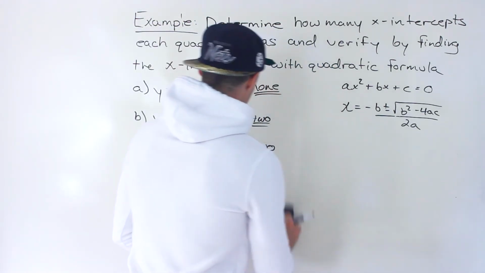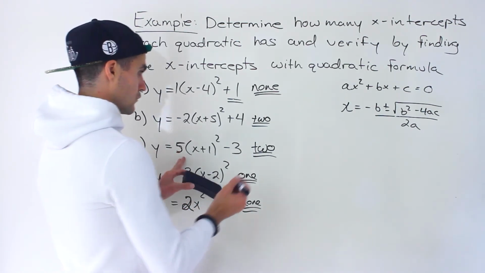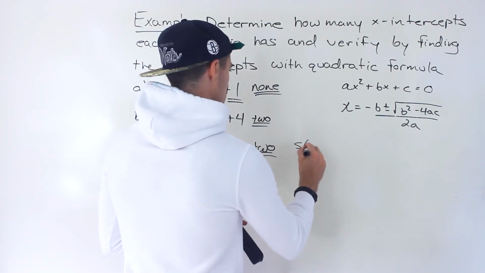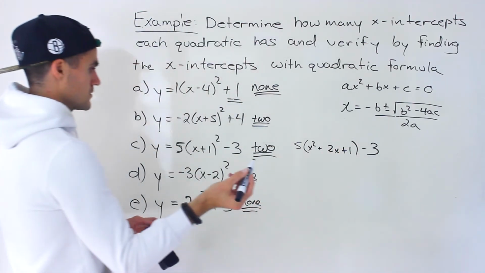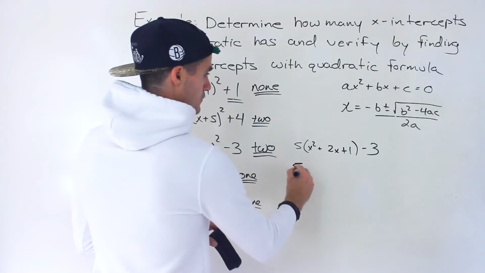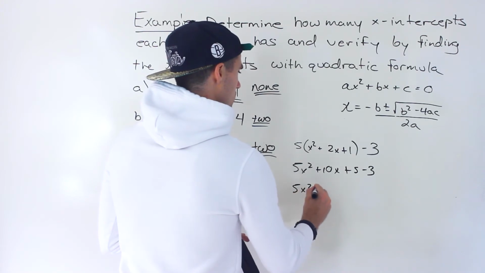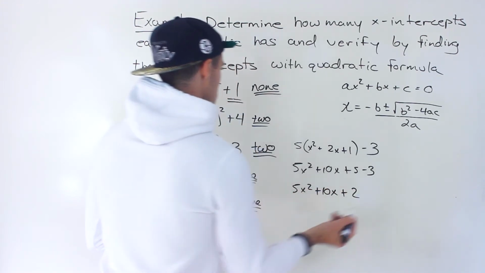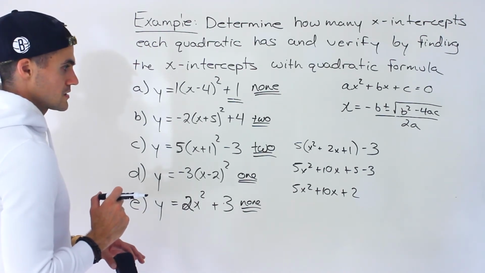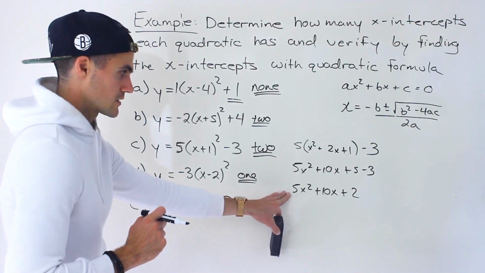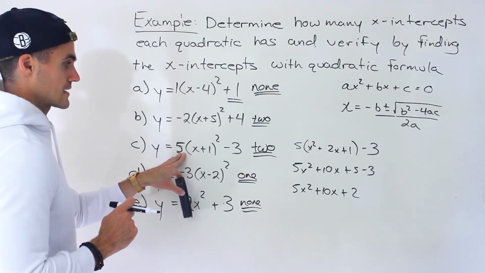Okay, so same process now for part C. What we have to do, again, is expand this quadratic and put it in standard form. So we'd end up with 5 times x plus 1 squared, which gives us x squared plus 2x plus 1, minus 3. Then we could expand this, so 5x squared plus 10x plus 5 minus 3, so we'd end up with 5x squared plus 10x plus 2. Let me just make sure. Yes, it looks all good to me. So this quadratic in standard form and this quadratic in vertex form, they're both the exact same thing.